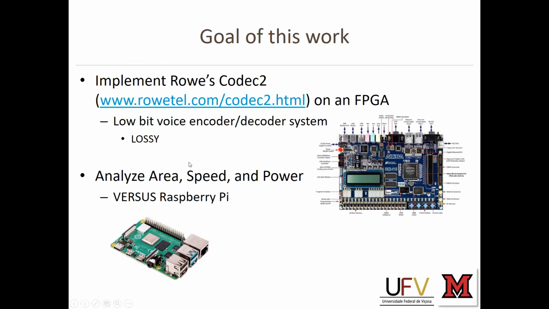So the goal of this work, as I just said, is to implement Codec2, which Rose designed originally, which is a low bit rate compression algorithm. It's a lossy compression algorithm that is meant for voice. So the goal is to look at how expensive it is on an FPGA. So we're going to analyze it with respect to area, speed, and power. And our comparison point is going to be a microcontroller, microprocessor, the Raspberry Pi with the ARM processor on it.